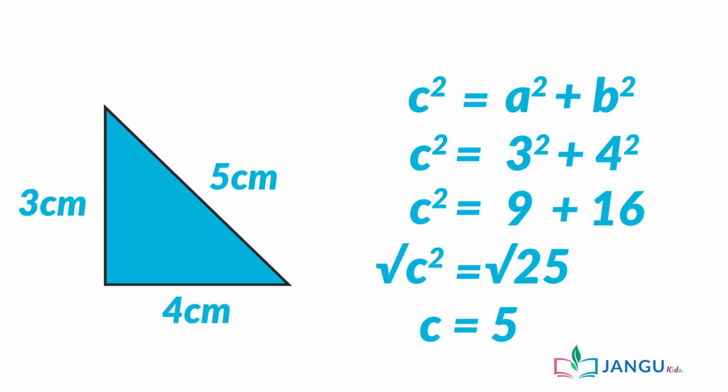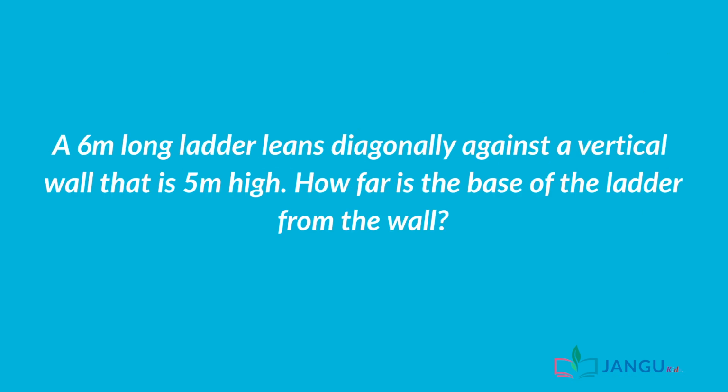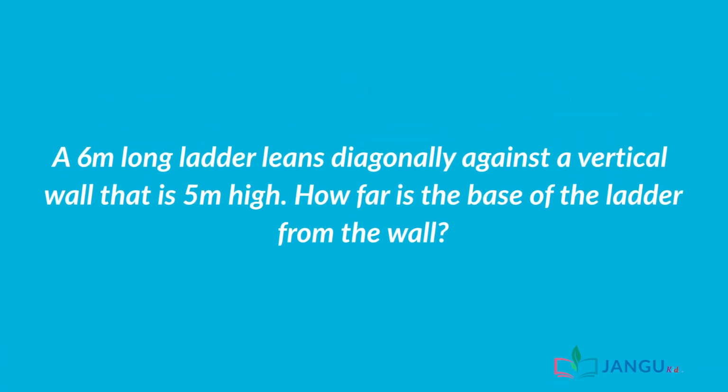Understood? Now, it's your turn to answer this question. Excellent! A 6-meter-long ladder leans diagonally against a vertical wall that is 5 meters high. How far is the base of the ladder from the wall?